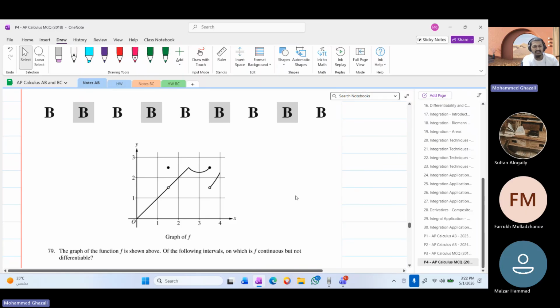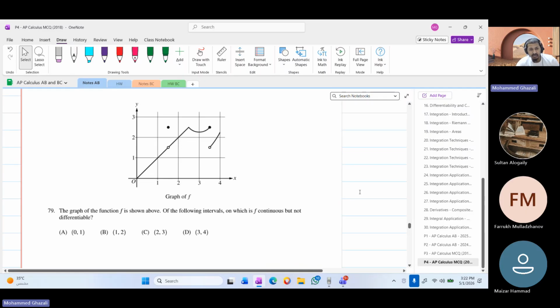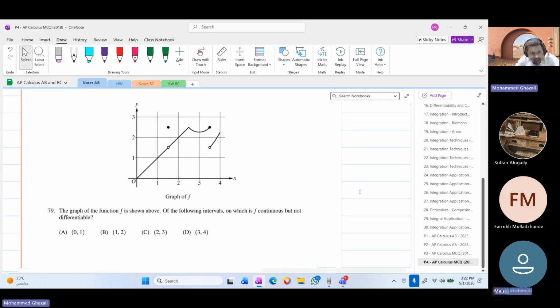This one here is the easy question. It's basically what you call discontinuity. Continuous but not differentiable is very important. The graph of the function between 2 and 3 has a corner.